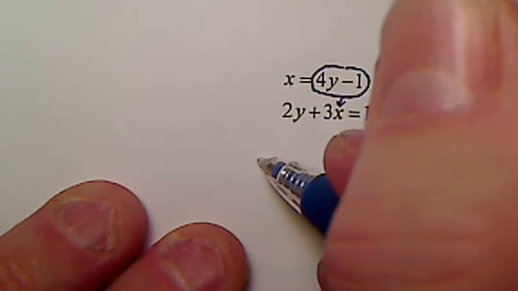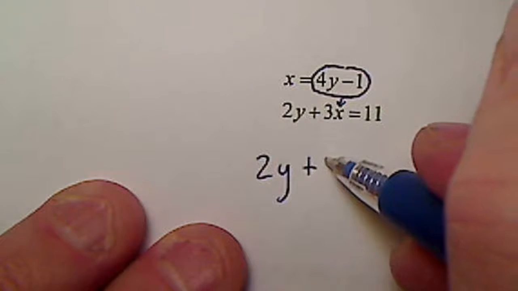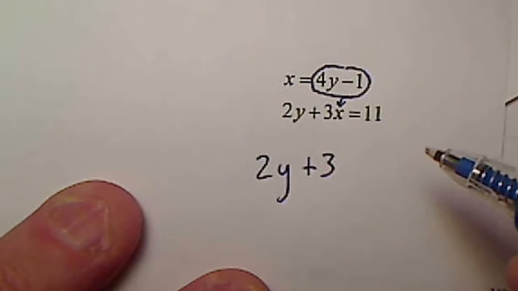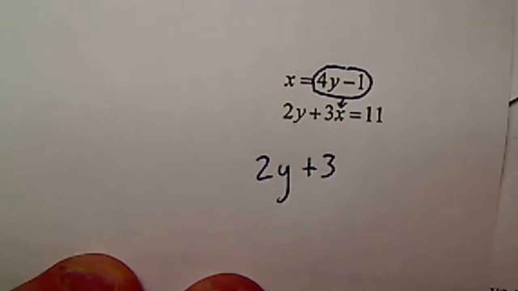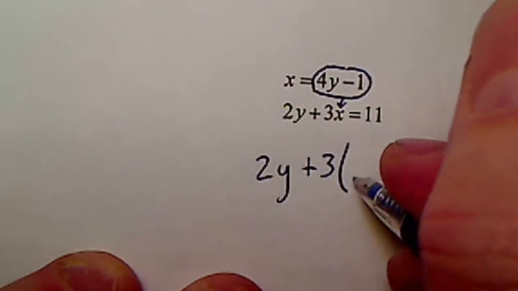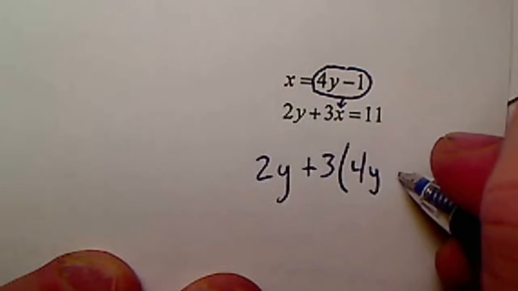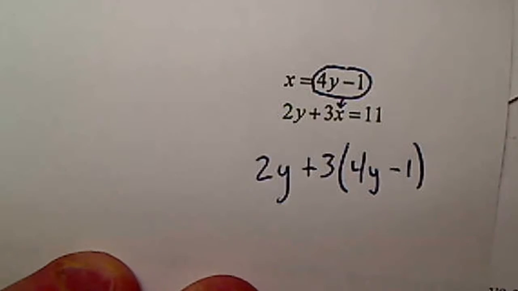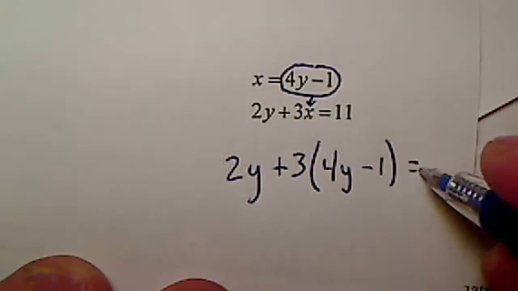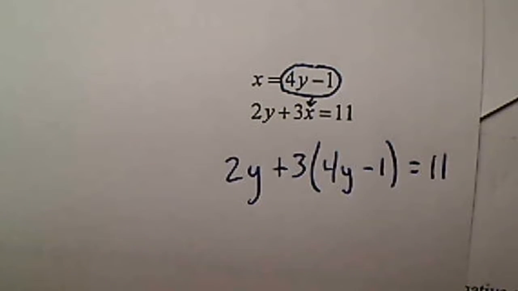So we're going to rewrite this second equation. And when I get to the x, I'm going to stop and put the 4y minus 1 in its place. Now what's important here is that you have parentheses, because that 3 is going to need to be distributed. So what you replace should always use parentheses to be careful.